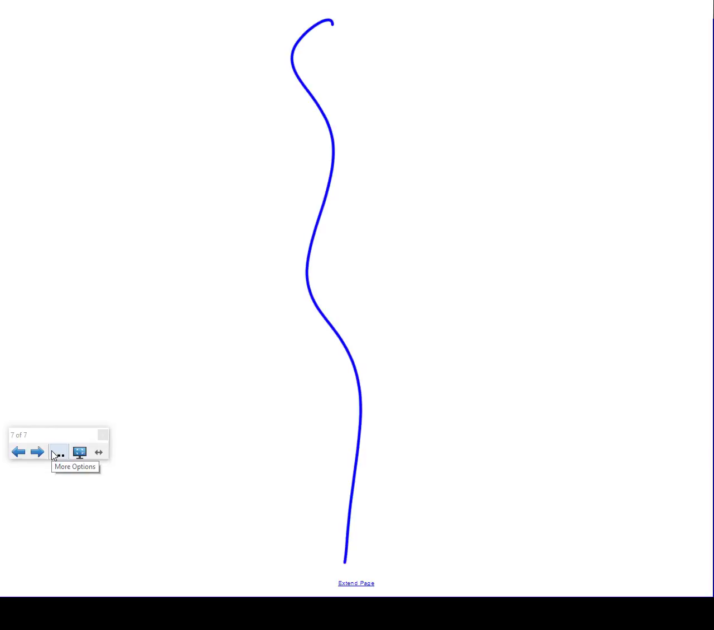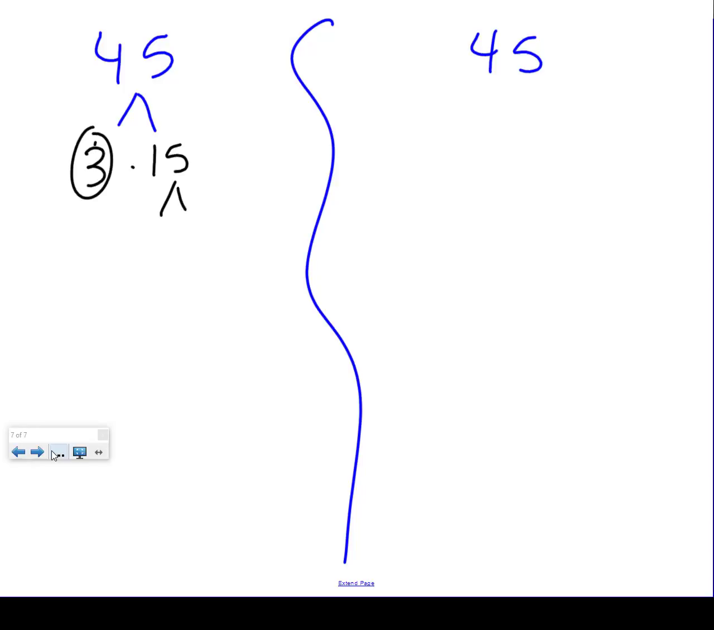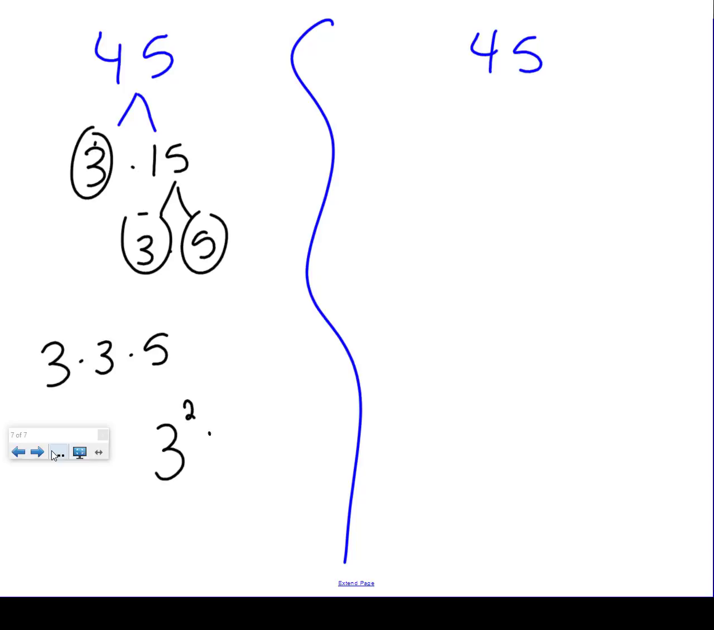I'm going to split this screen and I'm going to show you that as long as you keep breaking numbers down, it's okay that you do them in different ways. So let's say that my paper says that I start with 45 and I decided to use 3 and 15. 3 is prime, I break down 15, and I end up with 3 times 5. Those are both prime, and so I found 3 times 3 times 5, which is 3 squared times 5.